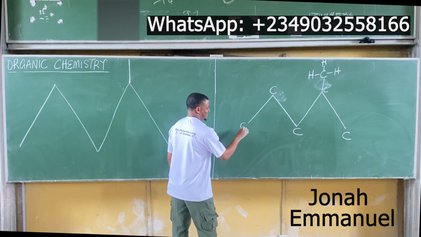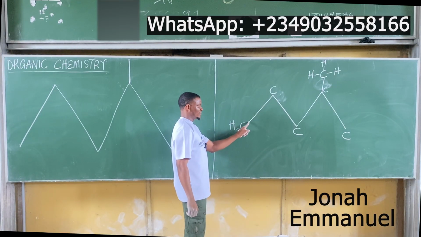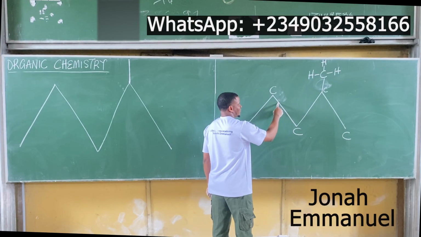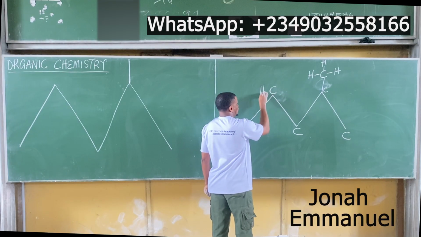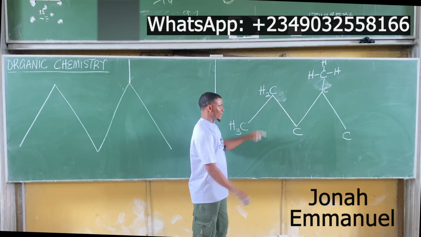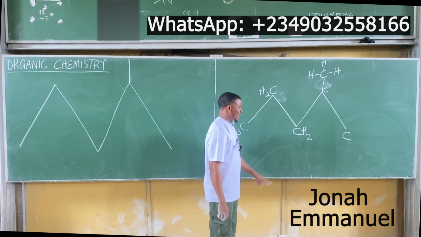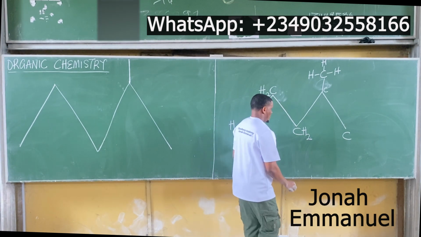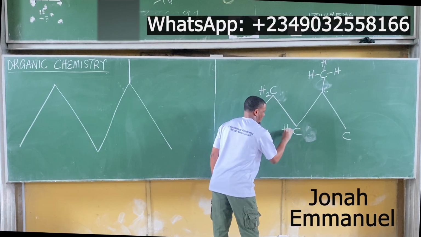Let me try to balance this one here. This is C1. Can I put H3 here? Is that okay? CH3. So this is 1 plus 3, 4. This one has 1, 2. Do I add H2C or CH2? Whether CH2 or H2C is correct. This has 1, 2, 3, 4. This one has 1, 2. Again, I can choose to do this. It's still correct. So whether it's CH2 like this or H2C, it's correct. But let me maintain uniformity. If I'm using H2C, let me maintain the H2C uniformity, please.